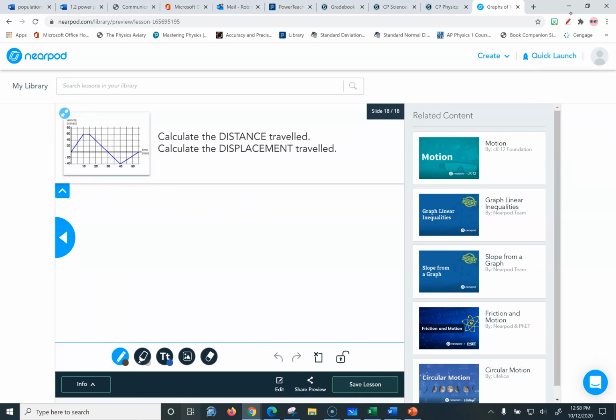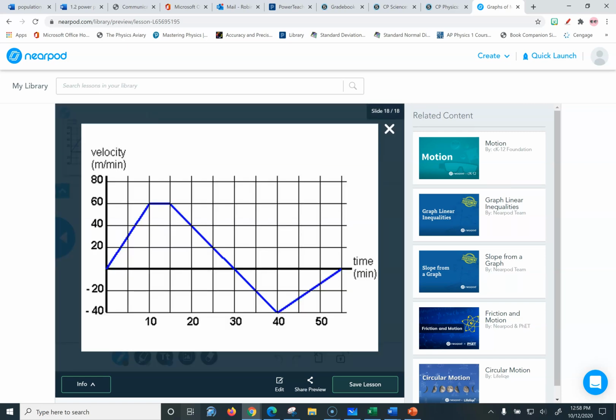Try this one. Calculate the distance traveled and calculate the displacement traveled. This is our last slide, our last exercise. I just went through, and you should have it in your notebook, all the different points of interest and whether or not we're positive or negative. So same thing with distance and displacement. Remember, displacement can be positive or negative. Distance is always positive.